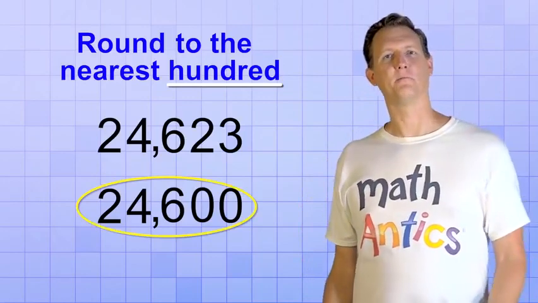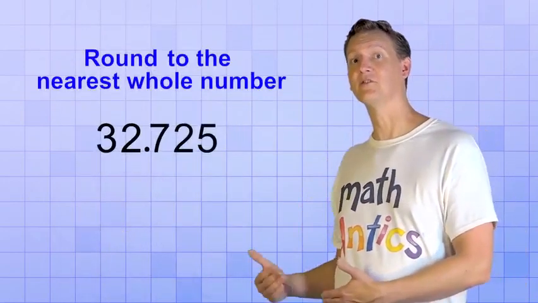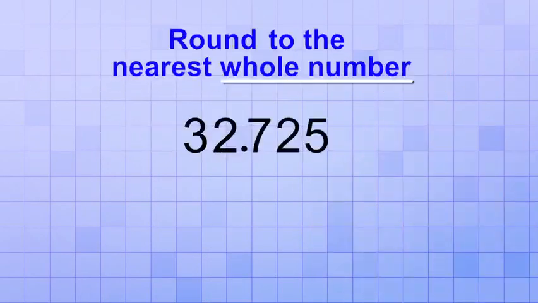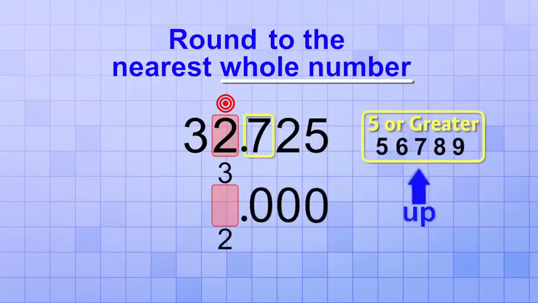Let's try another problem. This one has some decimal digits, 32.725, and we're asked to round it to the nearest whole number. That means our target digit is in the ones place. We need to round it to the nearest 1. So any digits to the right of the ones place will just be replaced with zeros in the rounded version. Now, to decide what to do with the target digit, we look at the next digit to the right. Since that digit is a 7, we'll round up this time.